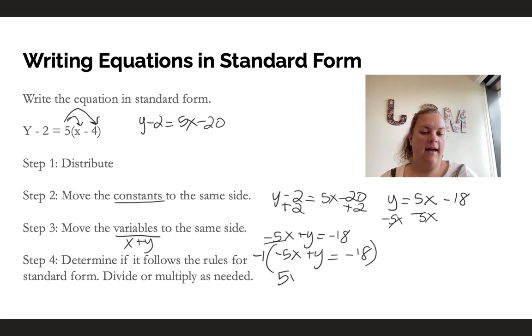So 5x, because it becomes positive, negative 1 times y is minus y. So minus 1y equals negative 1 times negative 18 is positive 18. So you're basically taking and making every sign its opposite for each piece of the equation. And if we look at greatest common factor, 5, negative 1, and 18, we are all set. So we don't have to divide anything out.